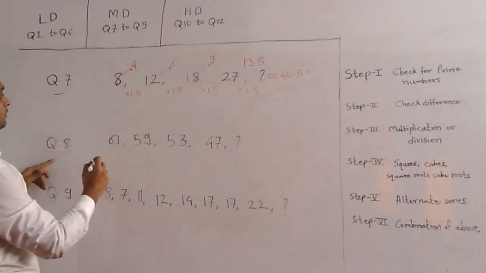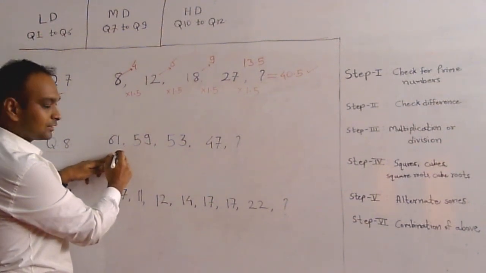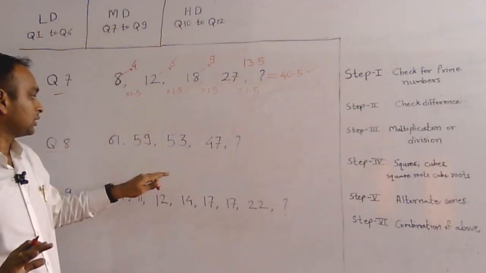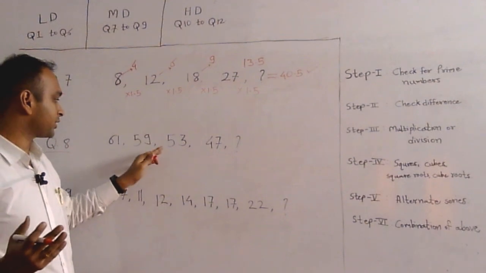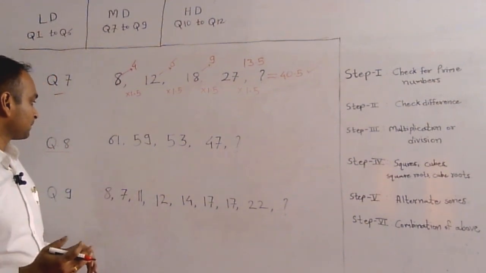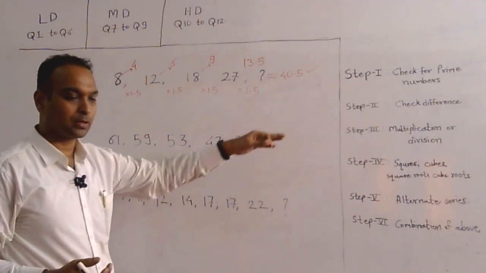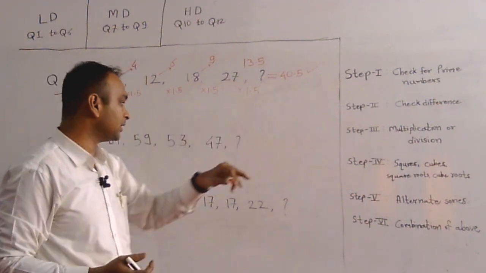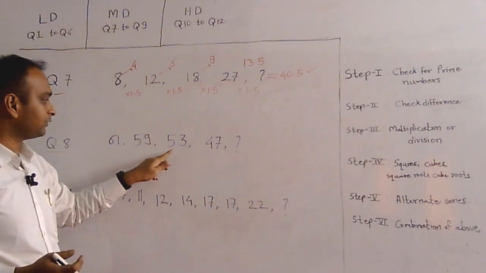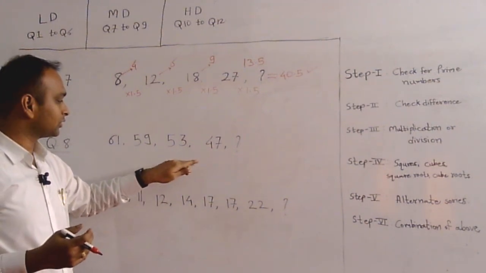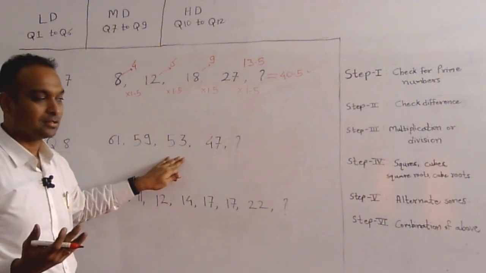Question number 8. The numbers are 61, 59, 53, 47, and then question mark. Again, please pause the video and try for this. So I hope you might have tried this, and as per our strategy, if we check for prime numbers, 61, 59, 53, 47, all these are prime numbers. So this must be the prime number series.